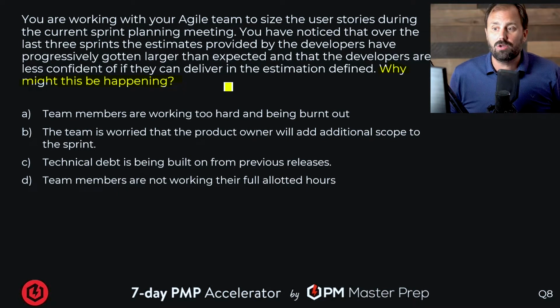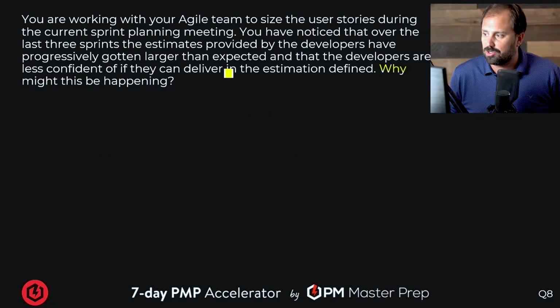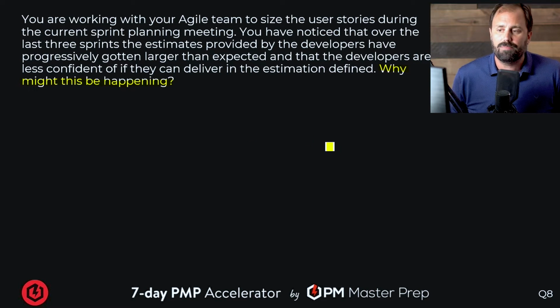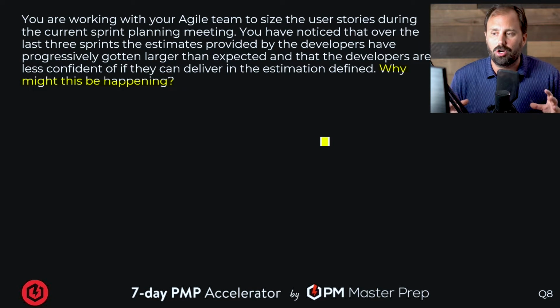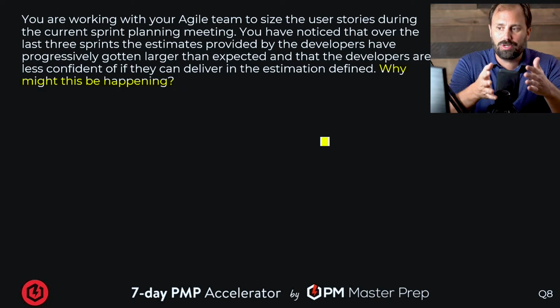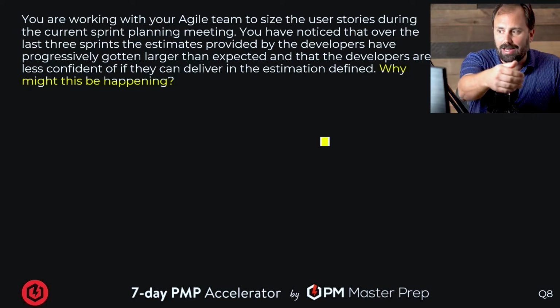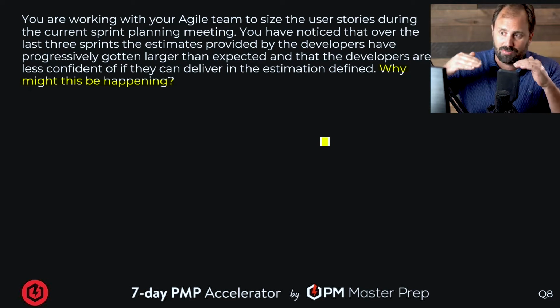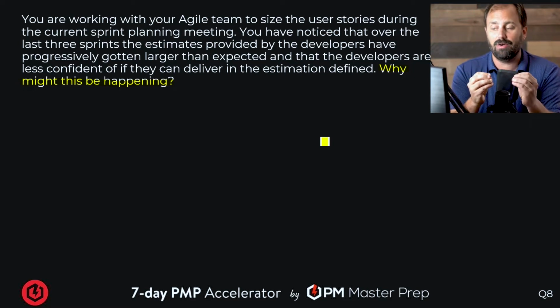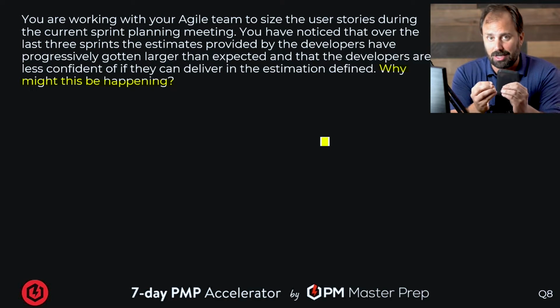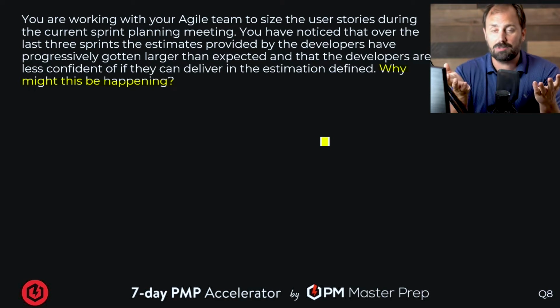All right, so let's go and read the question. And I'm gonna evaporate the answers so that you don't get drawn to those. That's a good way to think about it. It says, you are working, so we're either like product owner or scrum master probably, with your agile team to size the user stories during the current sprint planning meeting. You have noticed that over the last three sprints, the estimates provided by your developers have progressively gotten larger than expected, and the developers are less confident if they can actually deliver on the estimations defined. Why might this be happening?